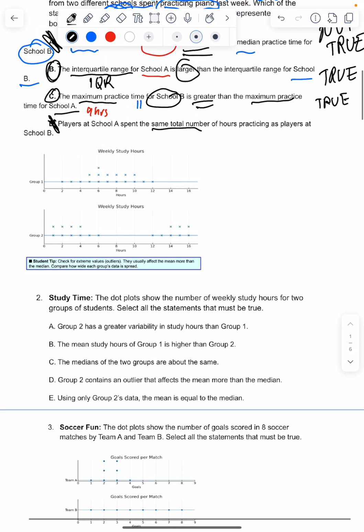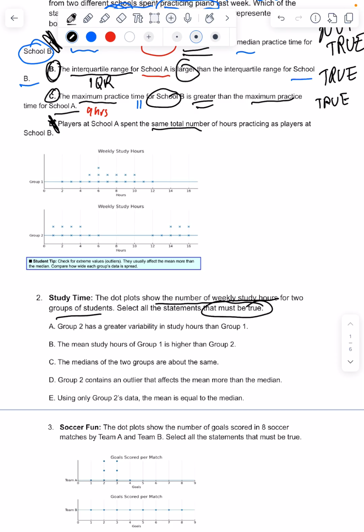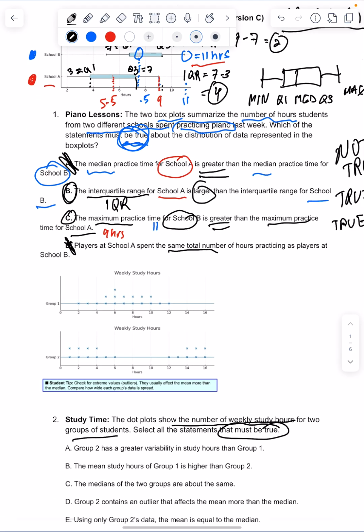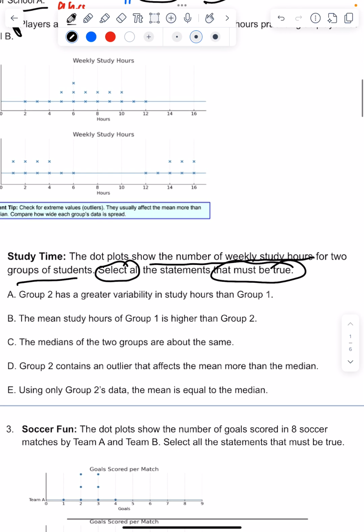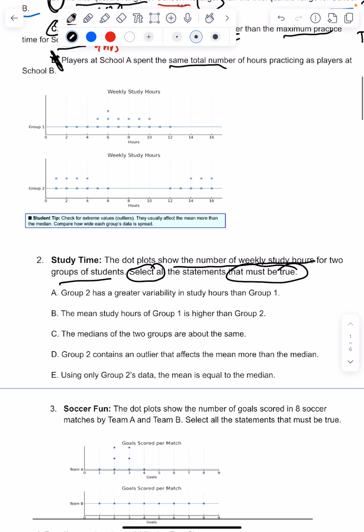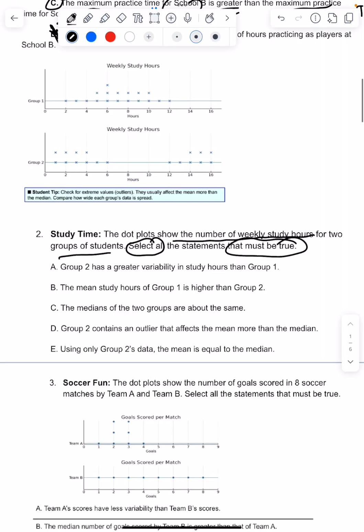Now we're looking at question number 2. So this is about study time, right? It says the dot plots show the number of weekly study hours for 2 groups of students. It says again, select all the statements that must be true. And this one we also see select all, right? So anytime we see that, we want to be extra careful to make sure we have all of the possible answers.